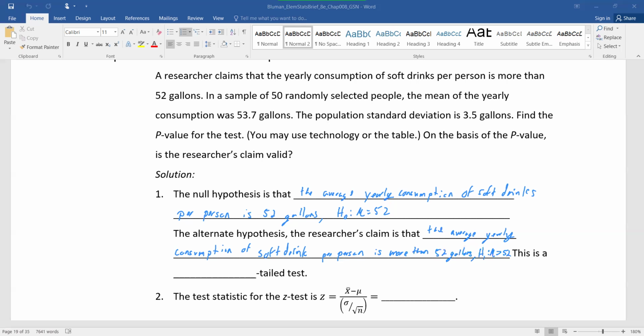What type of test will this be then? Well, it is a one-tail. What type of one-tail? All right, very good, because we're going to look at the right side of the graph, because we're looking at things that are greater than 52.